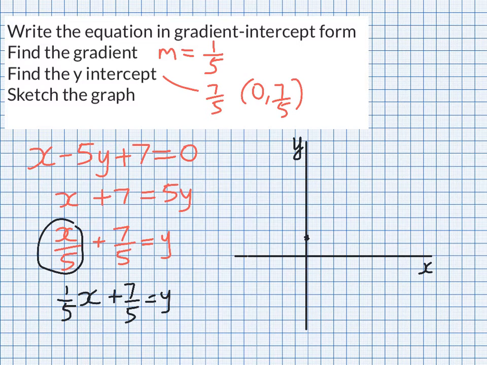And now we have to do the gradient to find another point. We're going to go out 5 and up 1. 1, 2, 3, 4, 5. And up 1, so we still want to be just under halfway through. So it's a positively sloped line, but a very flat one. Let's put in the ruler, join the dots, see how it looks.